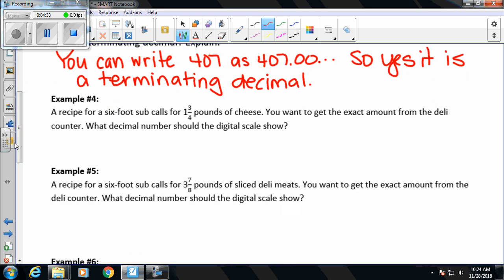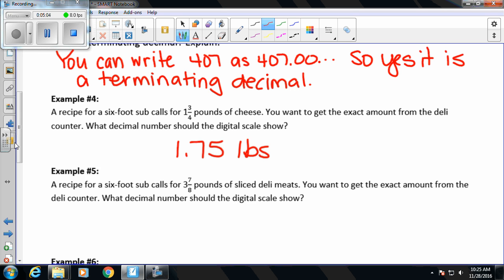A recipe for a 6-foot sub calls for 1 3/4 pounds of cheese. You want to get the exact amount from the deli counter. What decimal should the scale show? We know 3/4 is the terminating decimal 0.75. So it should show 1.75 pounds.